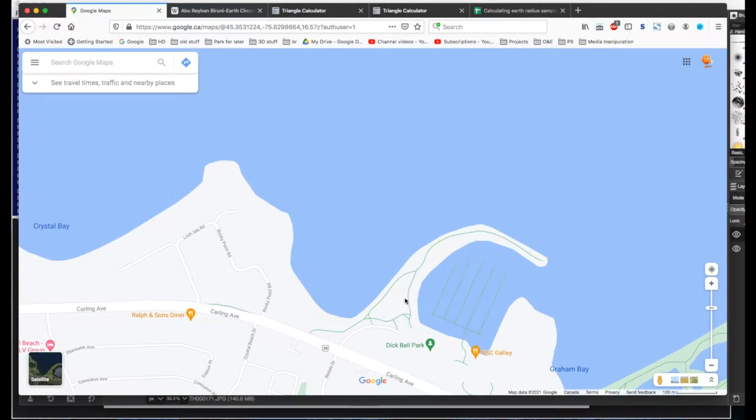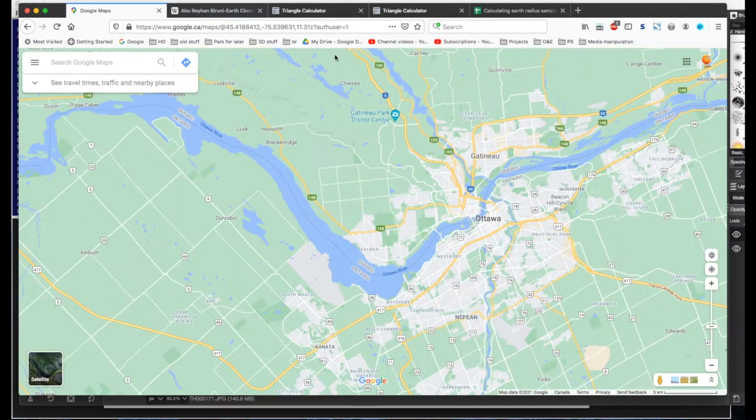If I go to the Nepean Sailing Club over here and I stand right around here somewhere and look off in this direction, I should be able to measure an angle up. I've got a theodolite app on my phone, so I was able to get some kind of reading.